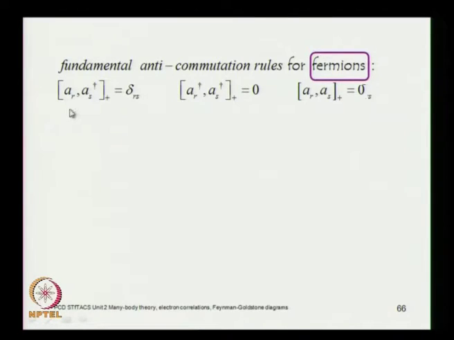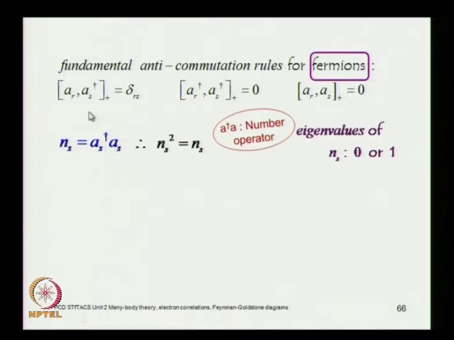So, these are the fundamental fermion anti-commutation rules, and here you have A_R A_S dagger plus A_S dagger A_R equal to delta RS. The two creation operators always anti-commute, and the two destruction operators for fermions always anti-commute as well.